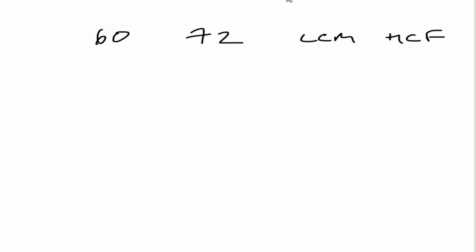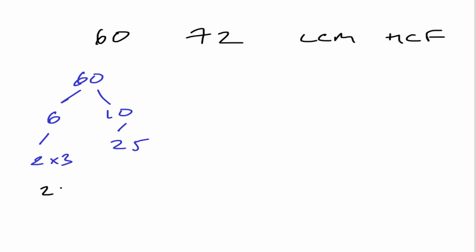Okay, let's first of all make a factor tree. You've got 60, that's the same as 6 times 10. 6 is the same as 2 times 3. These are the lowest factors. 10 is the same as 2 times 5. So the prime factors of 60 are 2 squared times 3 times 5. Let's take the prime factors of 72.